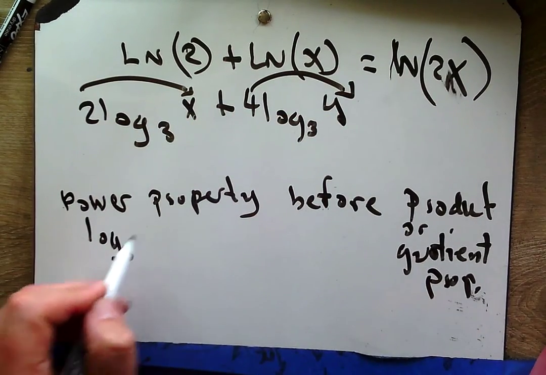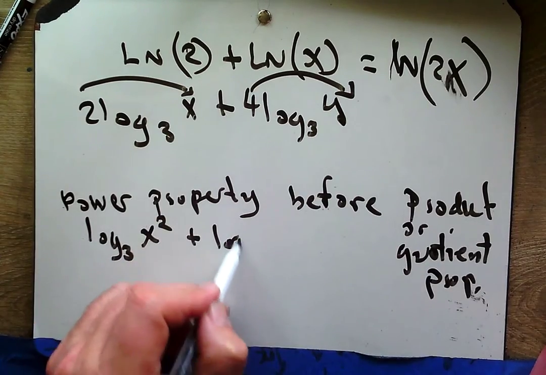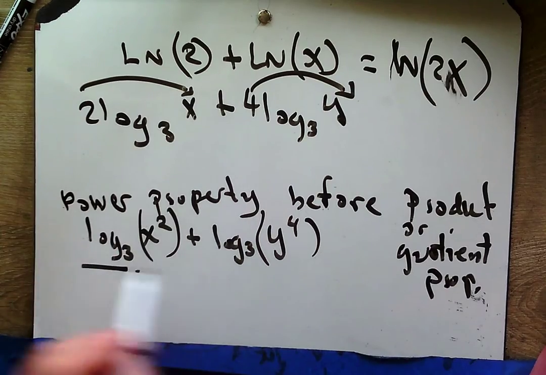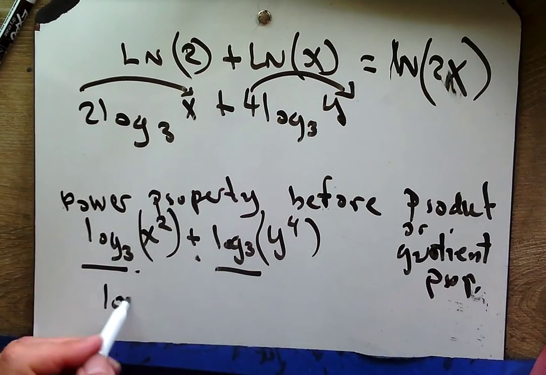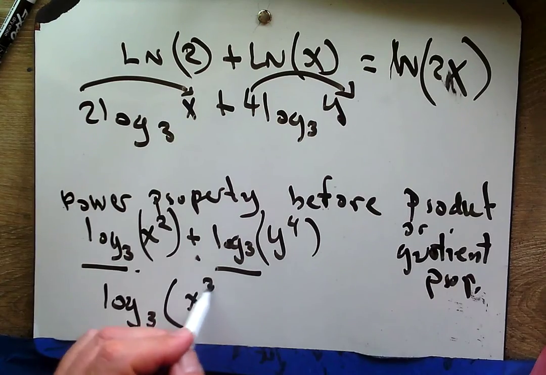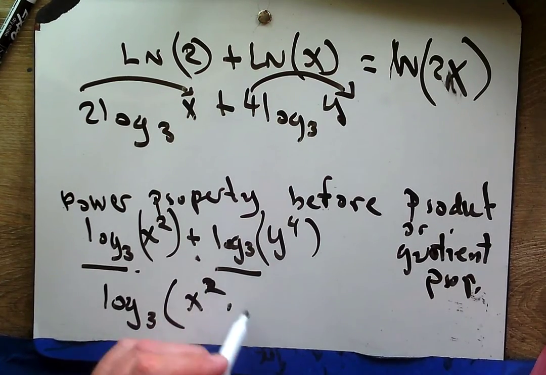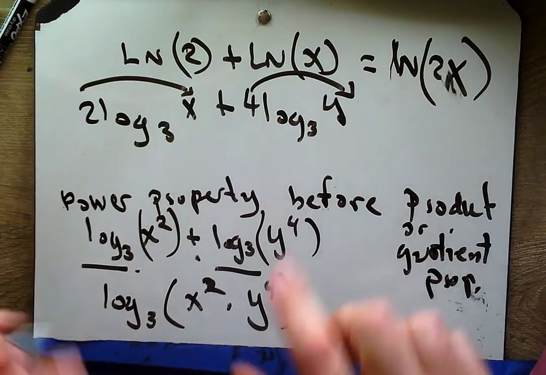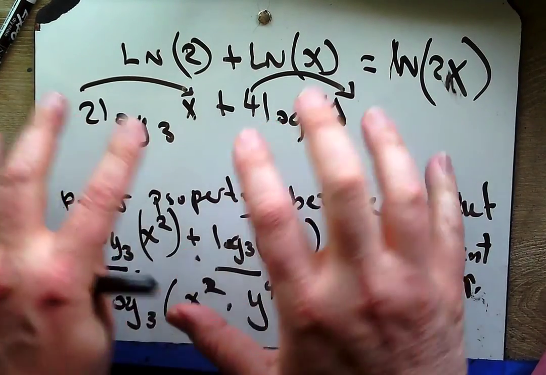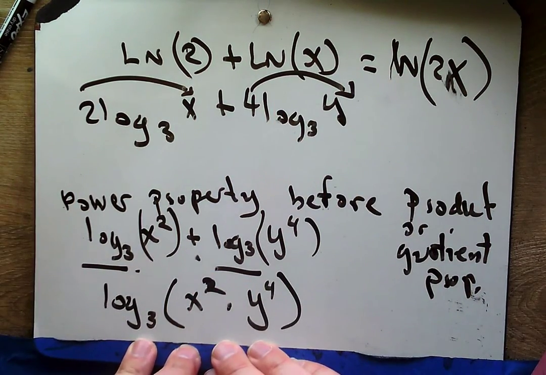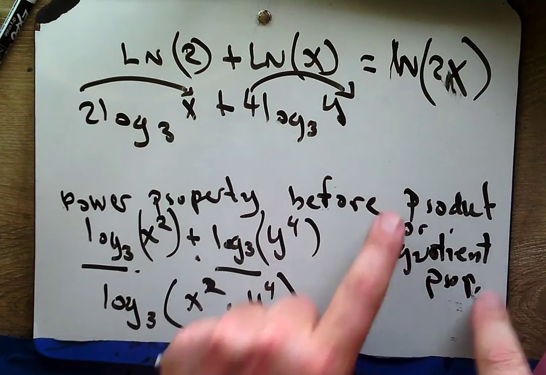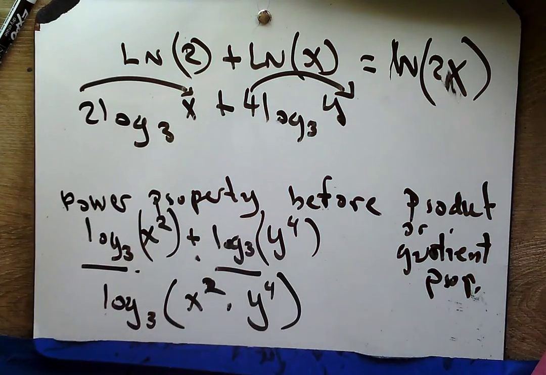And so I'm going to have log base 3 of x squared plus log base 3 of y to the 4th. Now, these 2 logs joined with addition can be written as 1 log with some multiplication, x squared times y to the 4th. So that's condensing. We're taking these 2 terms and condensing them into 1 log. Remember, you have to kick these up with the power rule before you apply product or quotient property. Okay? Well, let's see how you do with this one.